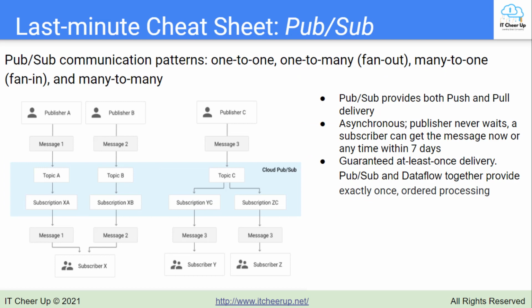The communication between publisher and subscriber can be one-to-one, one-to-many, many-to-one, and many-to-many relationships. PubSub provides both push and pull delivery. PubSub simplifies event distribution by replacing synchronous point-to-point connections with a single, high-availability asynchronous bus. So the publisher never waits. A subscriber can get the message now or anytime within 7 days.